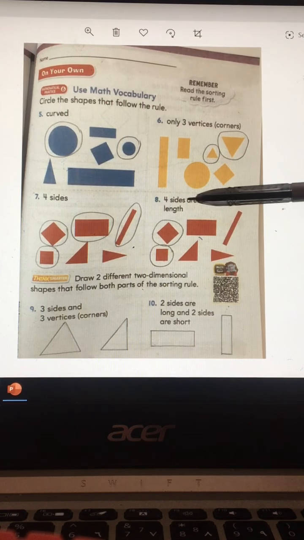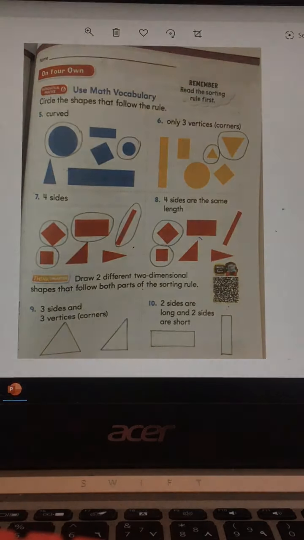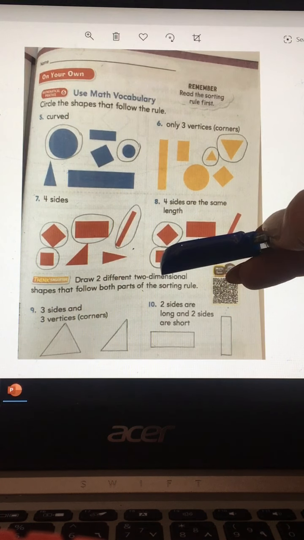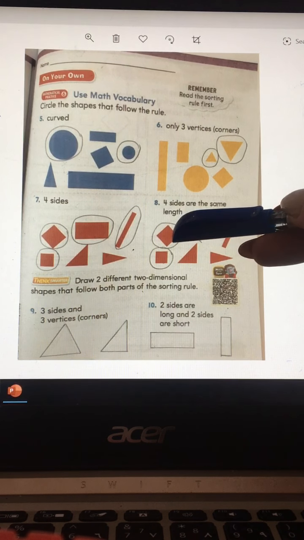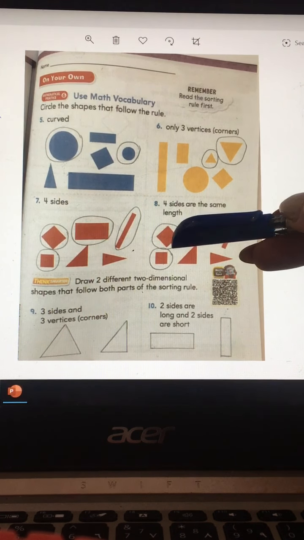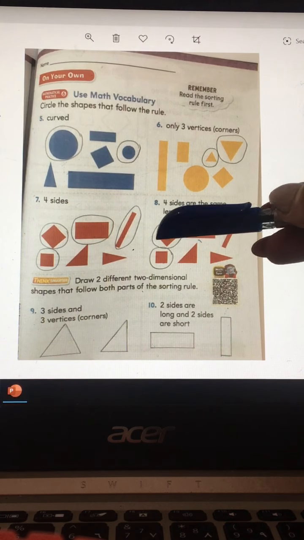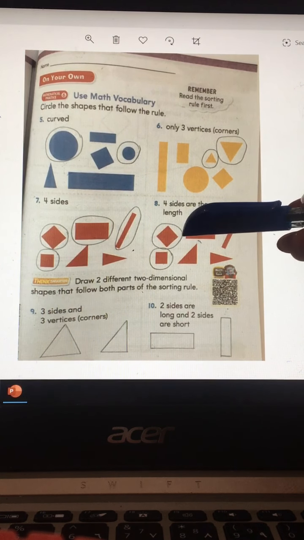Number 8, 4 sides are the same length. If you remember, I said in the previous session that only a square has 4 equal straight sides. This is a square and this is also another square. This is a bigger one. The square has 4 equal straight sides. You can see that the sides of the square are all equal, they are all the same length.